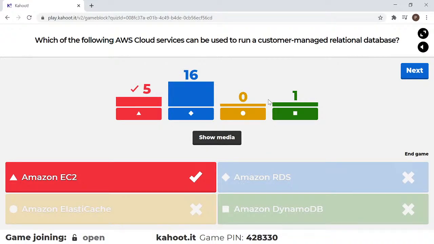I was expecting this to be a tricky question, and it turned out to be a tricky question. You will see such questions where the keywords in the question really matter. The keyword in this question was customer managed relational database. Amazon RDS is a managed service. It is managed by AWS. It is a relational database service, but it is managed. Amazon EC2 is IaaS, that is infrastructure as a service, which you can use as a server, and you can install your own database, which will be a customer managed relational database.